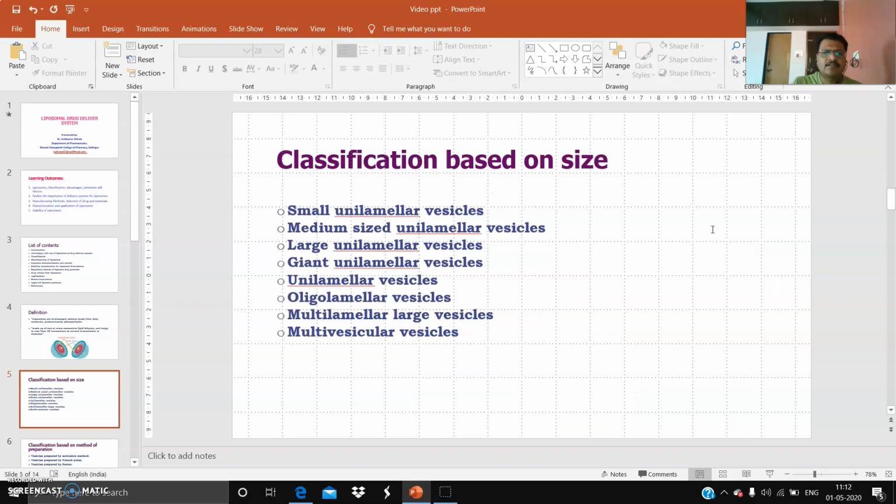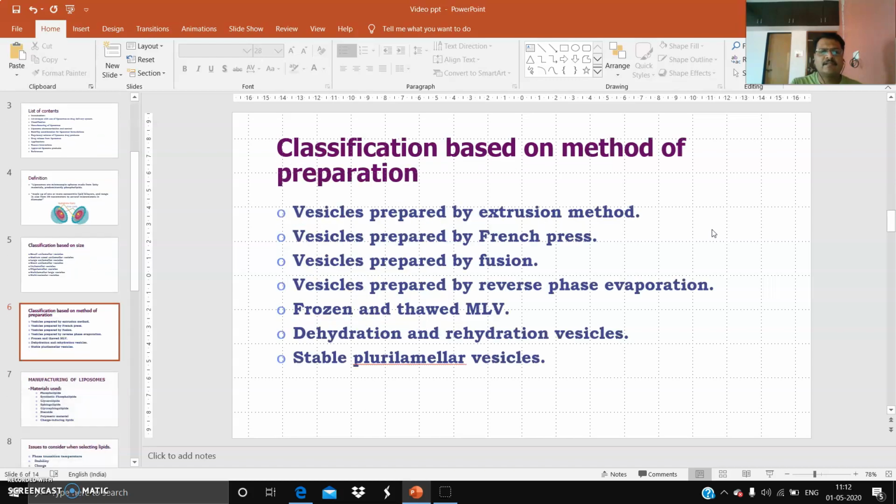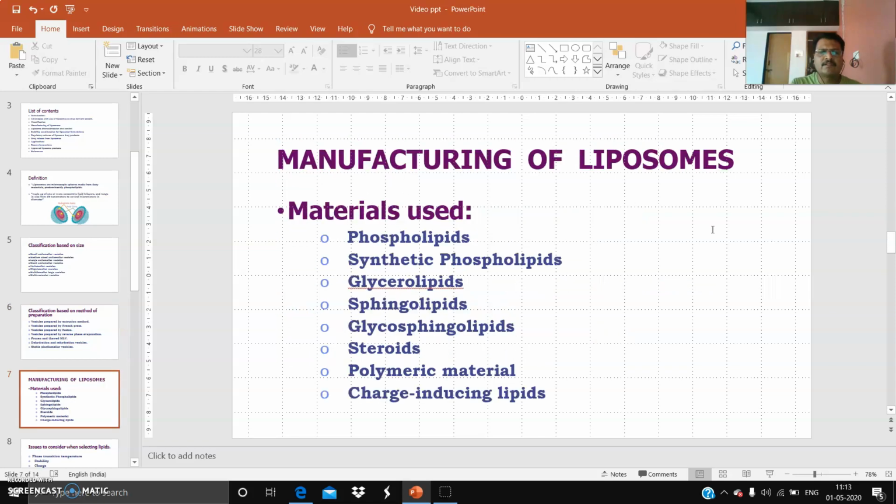Classification based on size: small unilamellar vesicles, medium-sized unilamellar vesicles, large unilamellar vesicles, giant unilamellar vesicles, oligolamellar vesicles, multilamellar large vesicles, multivesicular vesicles. Classification based on the method of preparation: vesicles prepared by extrusion method, vesicles prepared by French press, vesicles prepared by fusion, vesicles prepared by reverse phase evaporation, frozen and thawed MLV, dehydration-rehydration vesicles, stable plurilamellar vesicles.